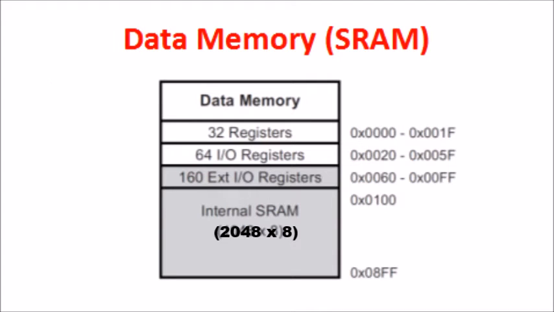This figure shows the data memory map of the Atmega 328 microcontroller. Here you can see various sections: 32 register section, 64 IO registers, 160 extended IO registers, and internal SRAM, 2048 cross 8. This is the size of the RAM.